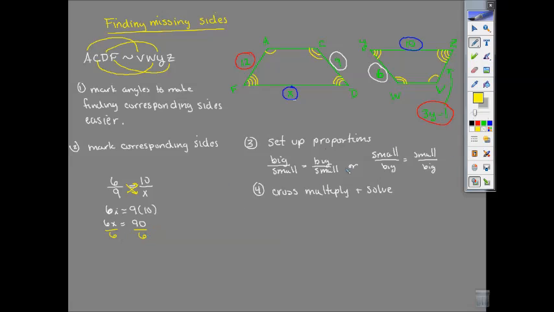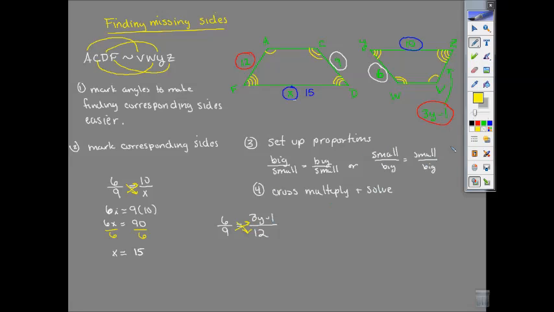Divide both sides by 6. Is it 15? Cool. Okay, so this missing side is 15. Then I'll set up my next proportion, and I have the 6 and 9 again. I'm still going to use that same initial one that I started with. Only this time it's going to be set up next to 3y minus 1 over 12.